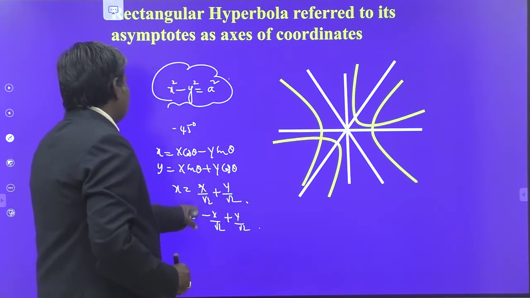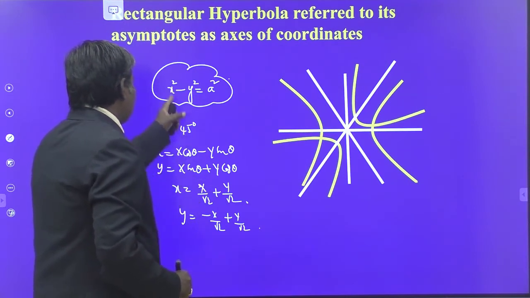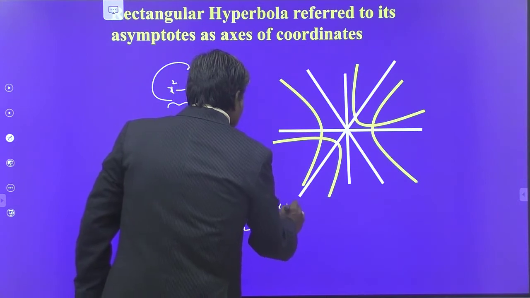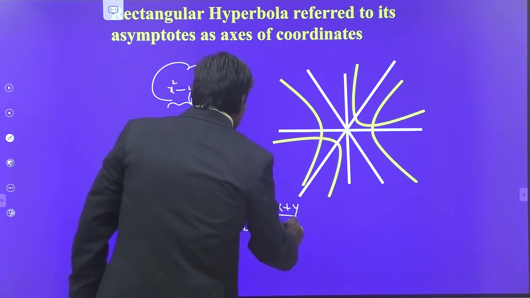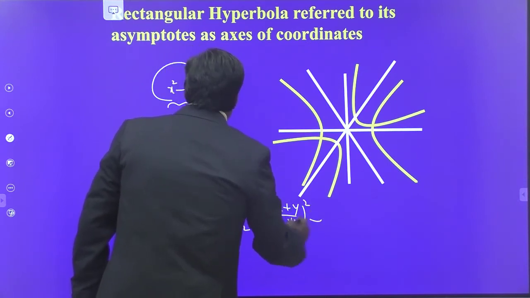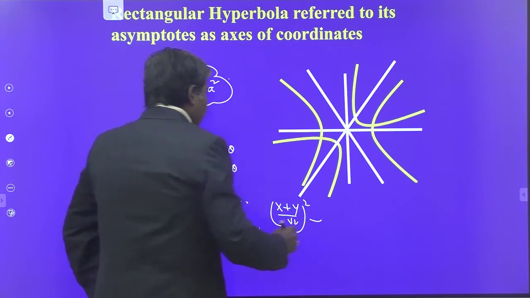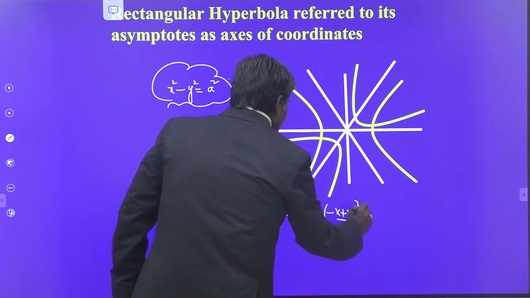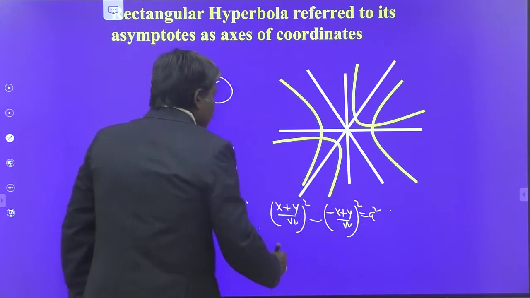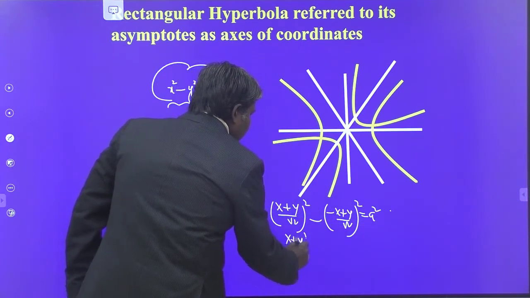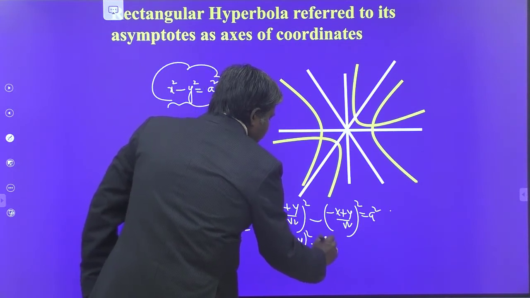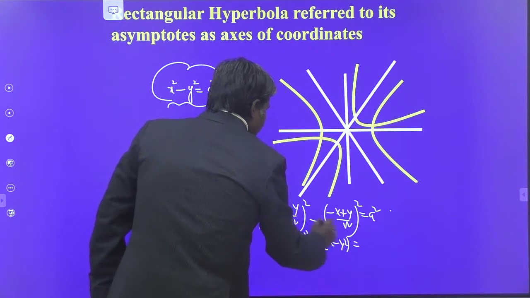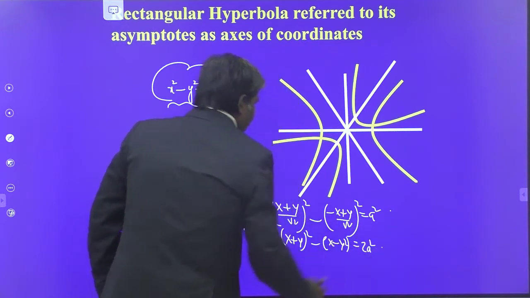Therefore you can substitute the values of small x and small y there. You have X plus Y by root 2 whole square minus X minus Y by root 2 whole square is equal to a square. So we have X plus Y whole square minus X minus Y whole square, there is no problem, is equal to 2a square.